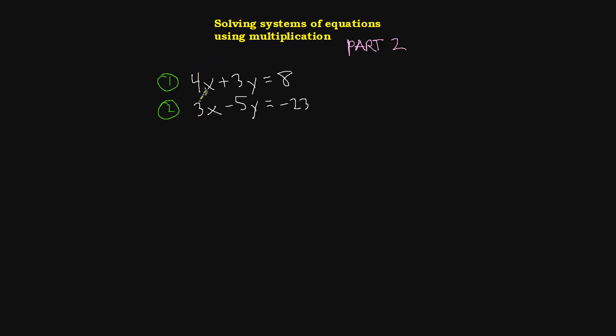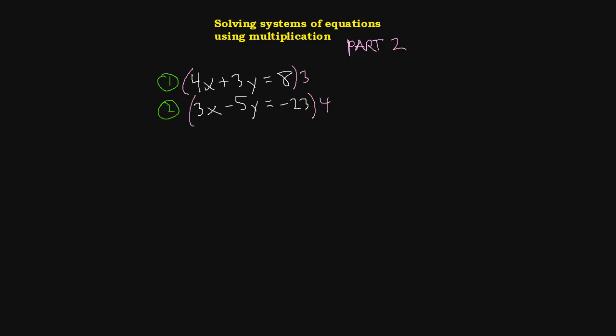I can get 4 and 3 to be the same. If I multiply the 4 times 3, I get 12. And if I multiply the 3 times 4, I get 12. So I'm going to go ahead and multiply the entire top equation by 3. And I'm going to multiply the entire bottom equation by 4. Again, this is legal as long as I multiply both sides of the equation by the same thing.